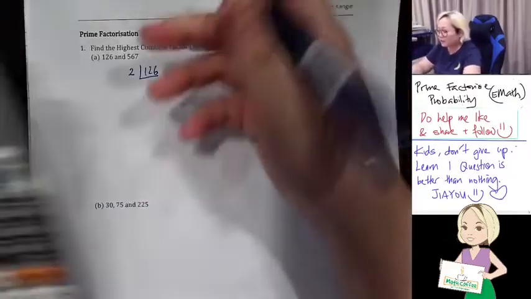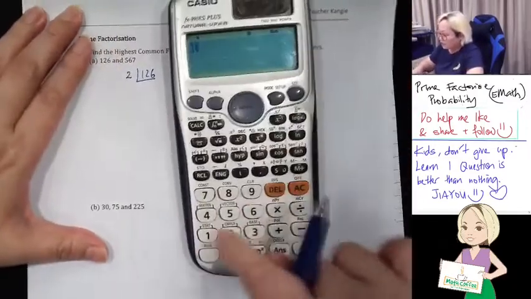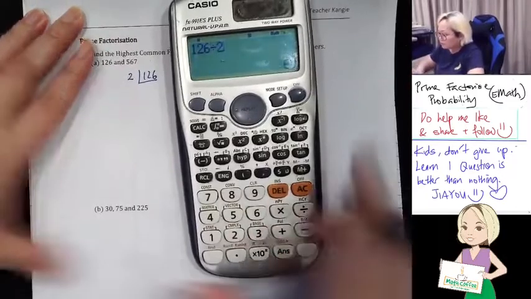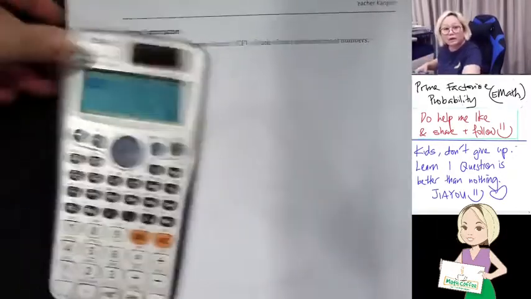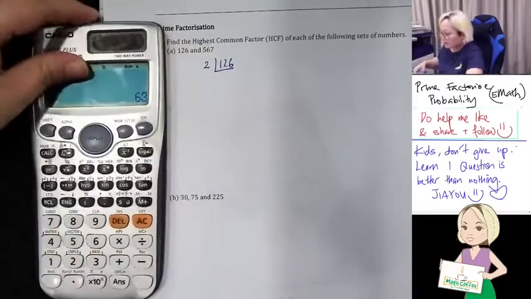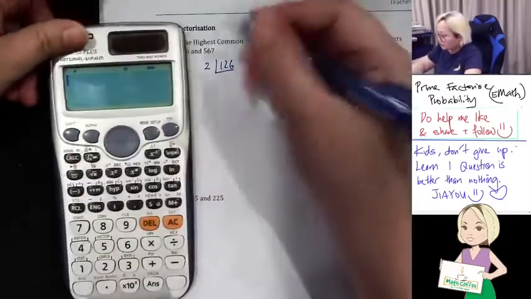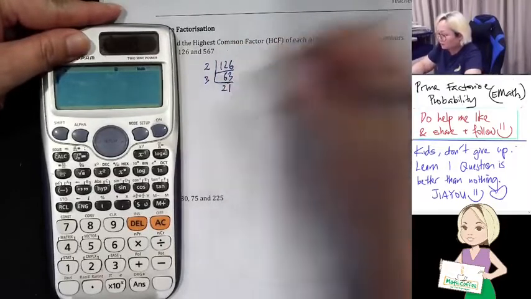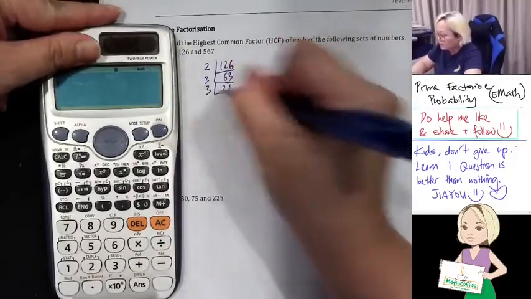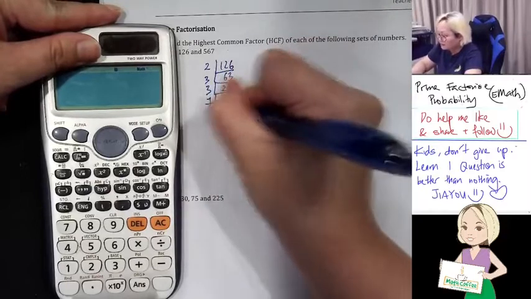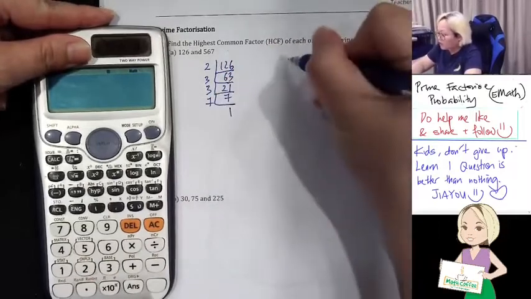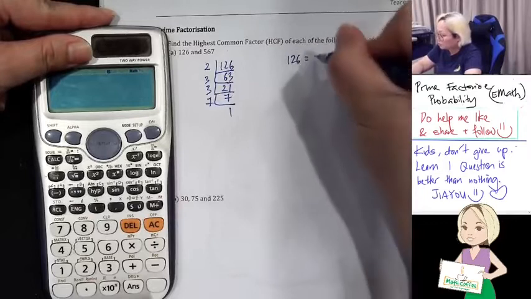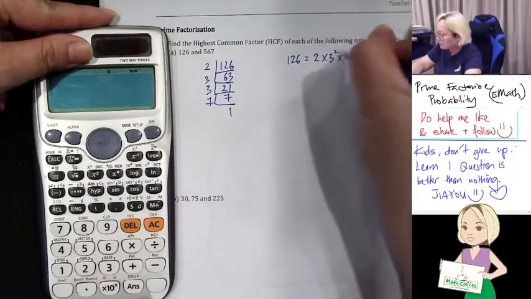Of course, I use the calculator. So 126 divided by 2, I get 63. Then I'm going to divide by 3 again, I get 21. Then divide by 3, I get 7. Then divide by 7, I get 1. So I know my 126 is equal to 2 times 3 to the power of 2 times 7.